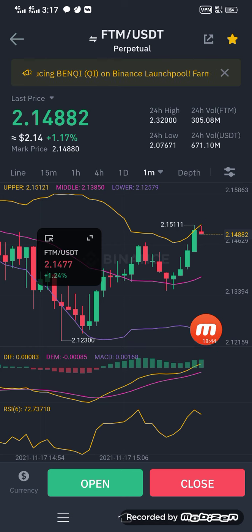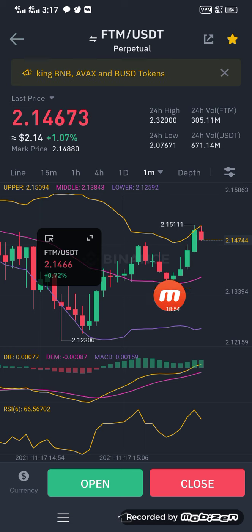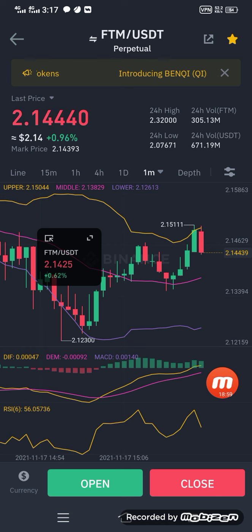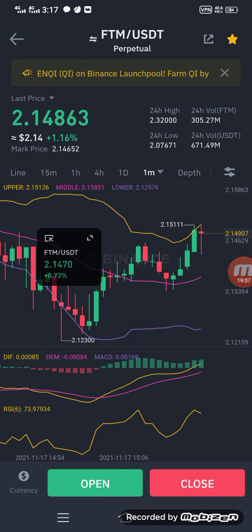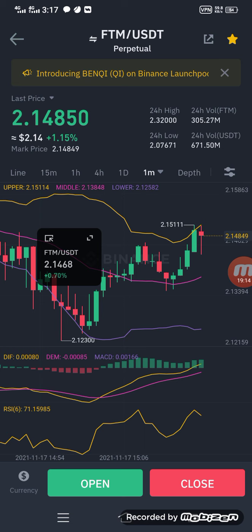I'm just waiting to close my trade because nothing is happening here. Waiting for 2-3 hours. People say patience is the key. Nothing is happening here now. Look at this. It's dumping too much. Too much dumping is happening here. Nothing to close the trade.